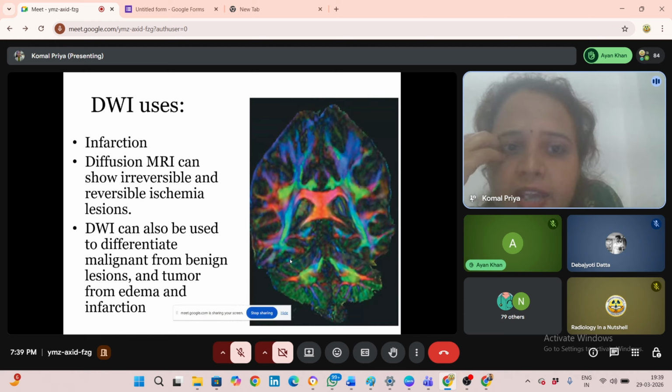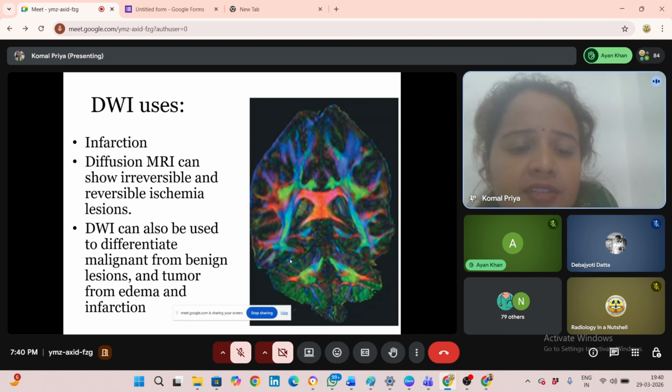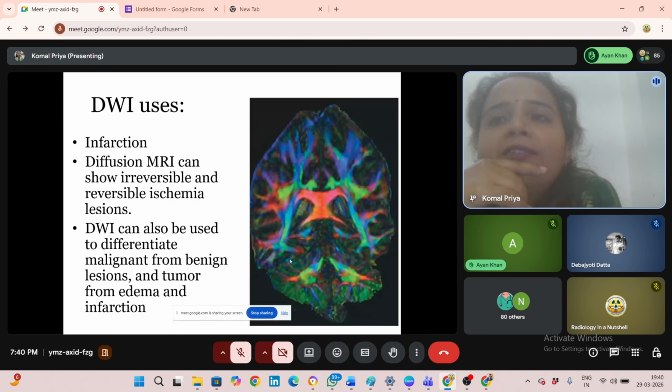It will show both irreversible and reversible lesions, meaning which are permanently damaged and which can be reversed. The changes after early onset of stroke can also be seen, and various treatments can be planned, so this is very beneficial. It is also used to differentiate between malignant and benign lesions, meaning which lesions have cancerous cells or tumor and which do not, or whether it is edema or infarction. All these things can be seen through diffusion weighted imaging.